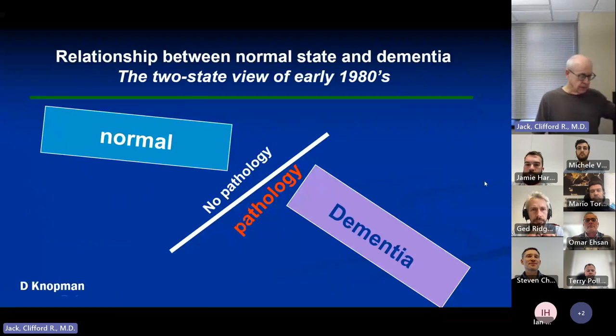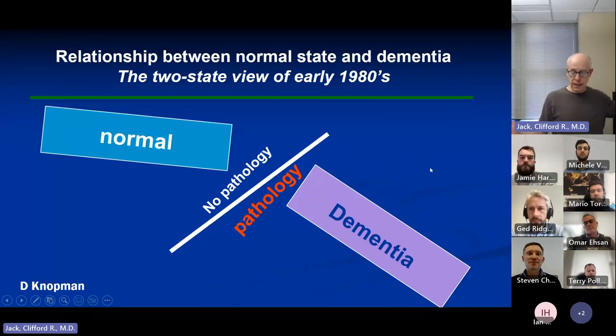This is a slide that I like to use when discussing kind of early days of diagnostic criteria for Alzheimer's disease. It's a slide by my colleague in behavioral neurology, Dave Knopman, and his sense of the state of how people thought about Alzheimer's disease in the early 1980s, and why the early 1980s is relevant will become apparent in a second, but his sense of this is encapsulated in this slide.